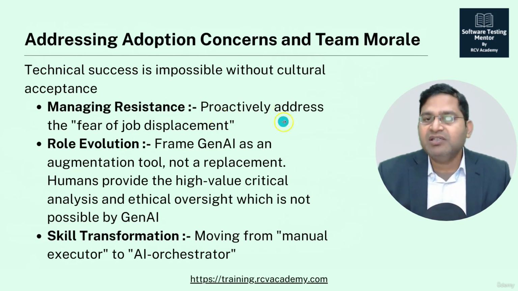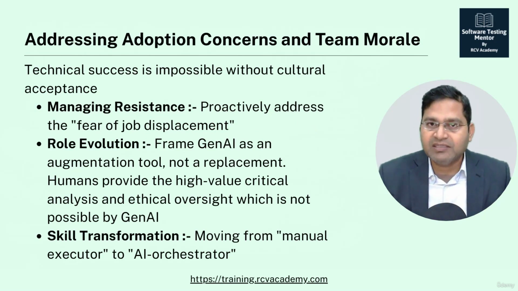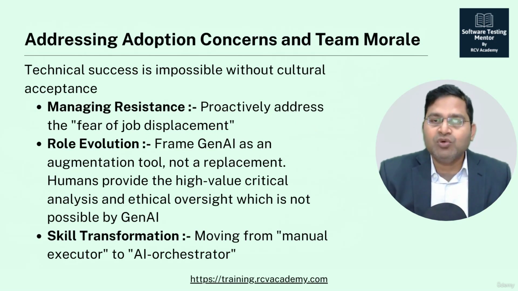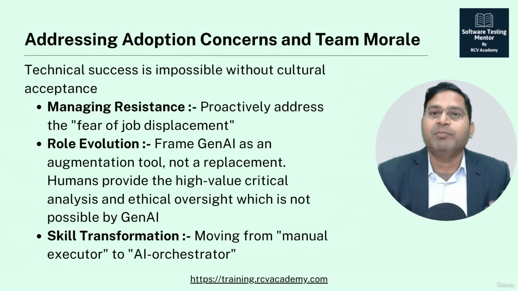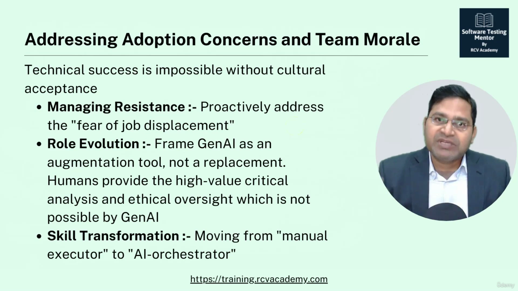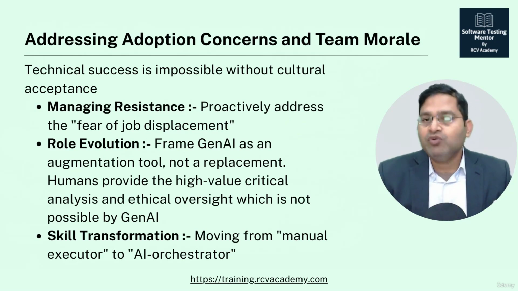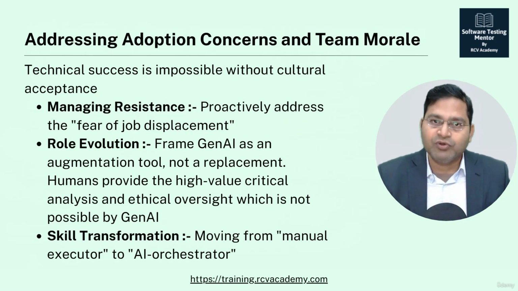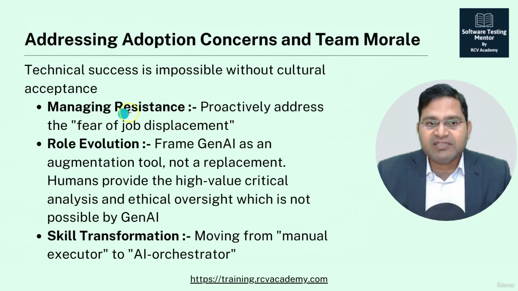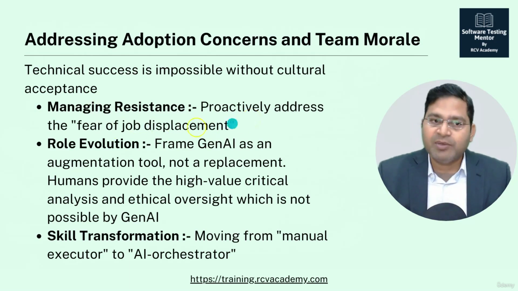So this resistance needs to be proactively addressed by the senior people in the organization, conveying the right message on how AI is going to help them and not be a threat if they go ahead and upskill themselves with AI. People have lost jobs who have not upskilled. If you're not upskilling on the new technology, obviously you will be out of the market very soon. So upskilling is important. This resistance needs to be managed by the senior members of the team.